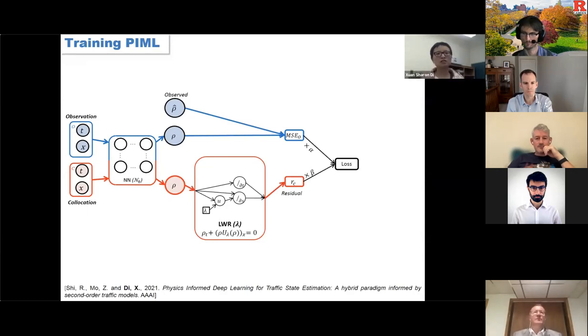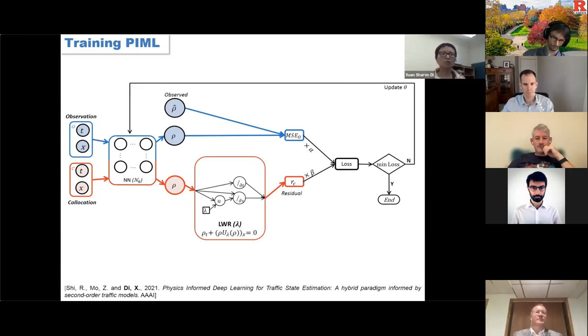Then we can calculate a weighted sum of the mean square error and the residual. We achieve a loss function. This loss function will be used to train the neural network. If the loss function reaches its minimum, then we know that this training process is done. The neural network we obtain is already the optimal one. If it's not, then we will update the parameter theta contained in the neural network. Meanwhile, we also have to update the parameters used in the LWR model. Okay, this is the whole training process. By the end of this training, we will get an optimal neural network, and the output of this neural network should approximate the solution of the original physics model.